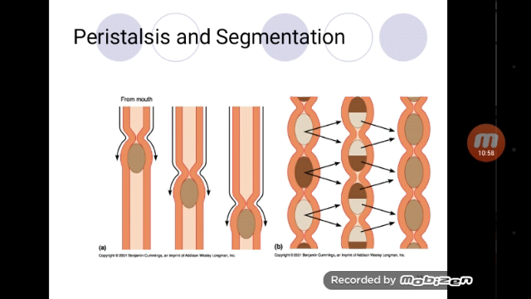Coming to the migrating myoelectric motor complex. This also we read in a previous session. In the interdigestive phase, this migrating myoelectric motor complex occurs. The pattern of motility of the small intestine changes in the interdigestive phase. There are bursts of intense electrical and contractile activity once in every 90 minutes. This is called the migrating motor complex or migrating myoelectric complex, MMC.